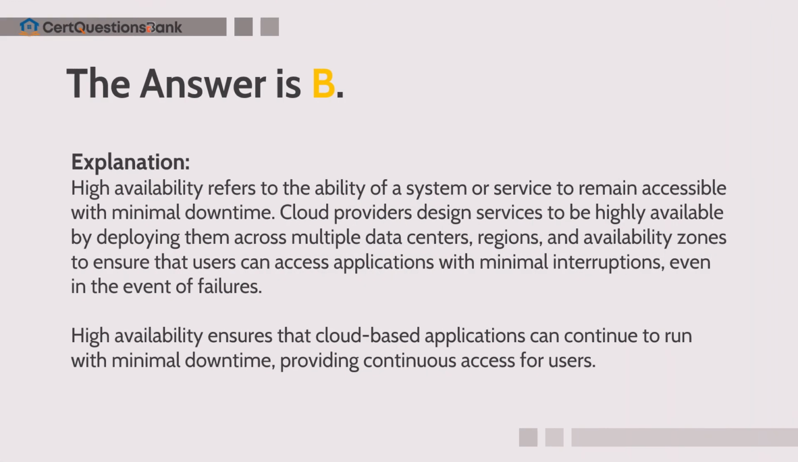The answer is A. High availability refers to the ability of a system or service to remain accessible with minimal downtime. Cloud providers design services to be highly available by deploying them across multiple data centers, regions, and availability zones to ensure that users can access applications with minimal interruptions, even in the event of failures.